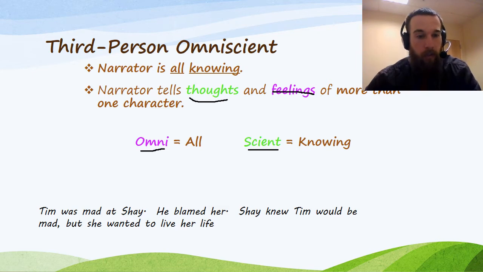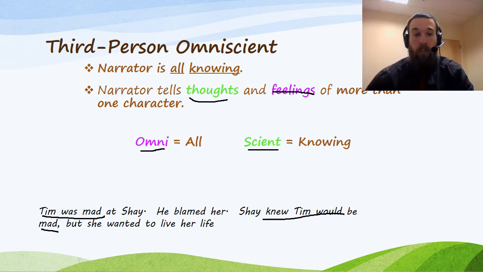So here I have, "Tim was mad at Shay. He blamed her. Shay knew Tim would be mad, but she wanted to live her life." So this time I'm getting both people's emotions. I get Tim was mad, he blamed her, then I also learn about Shay a little bit. Shay knew Tim would be mad. So in the first one, we didn't know what Shay was thinking or feeling, we just saw her actions. So in third person omniscient, they'll let you a little bit more into the characters.